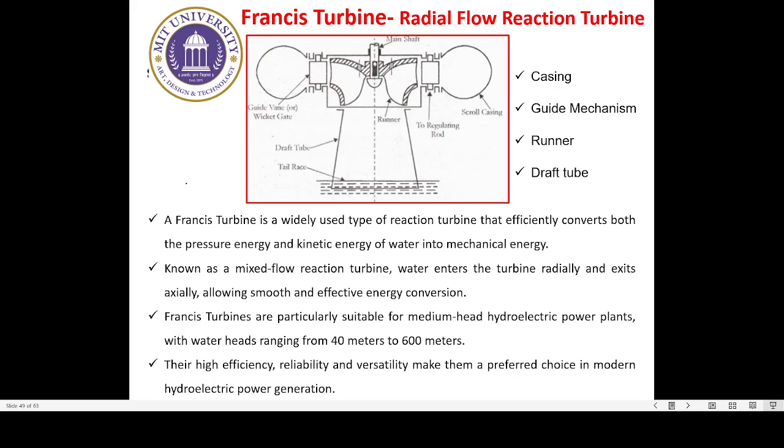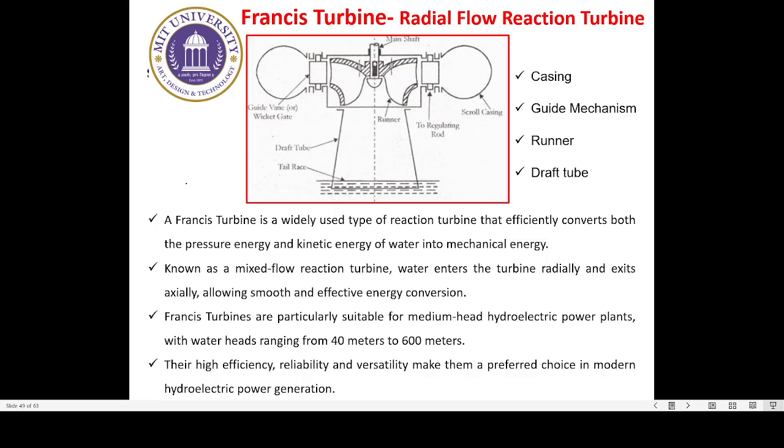And consequently, if the water flows from inward to outward, we identify such a turbine as the outward radial flow reaction turbine. So we have two configurations for the radial flow reaction turbines: inward radial flow and outward radial flow reaction turbine. So what are the main characteristic features of the reaction turbines?